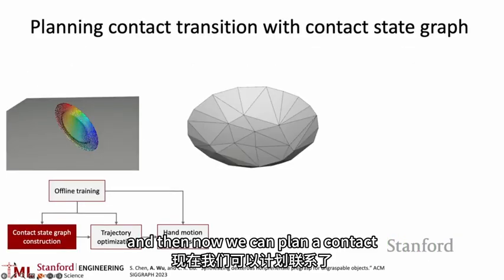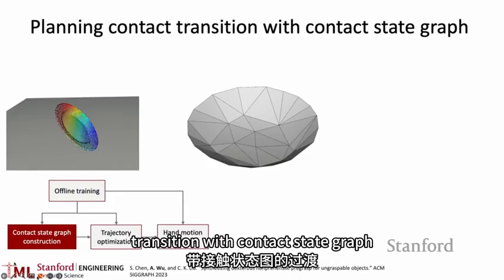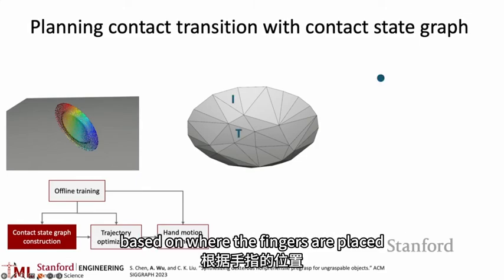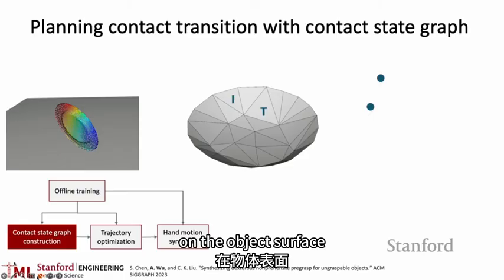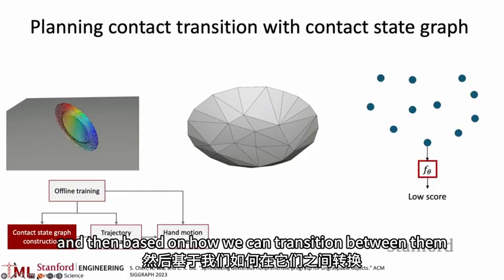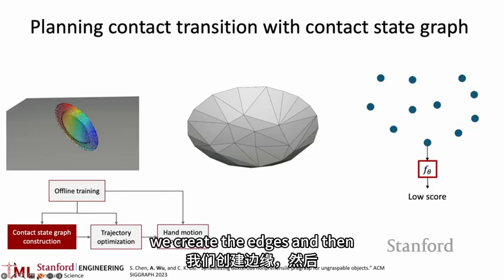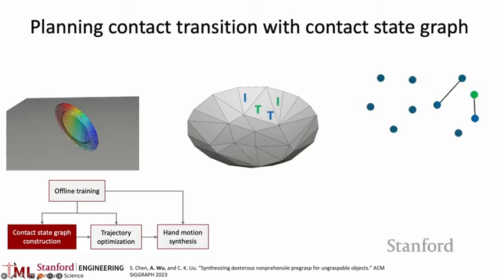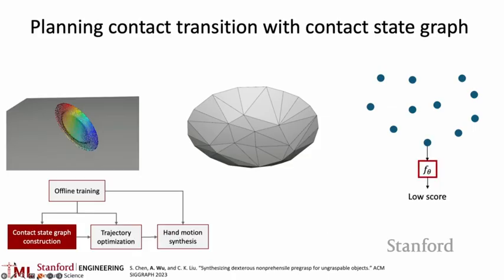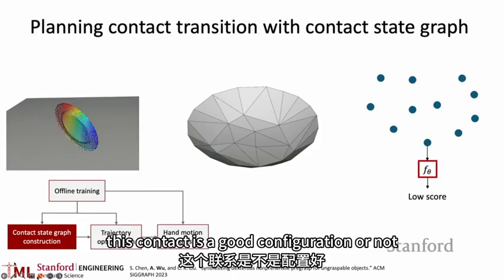And then now we can plan a contact transition with a contact state graph. So what this means is that we build this graph based on where the fingers are placed on the object surface. So these form the nodes. And then based on how we can transition between them, we create the edges. And then we can also train a scoring function, which I think was shown earlier here, that will tell us whether this contact is a good configuration or not.